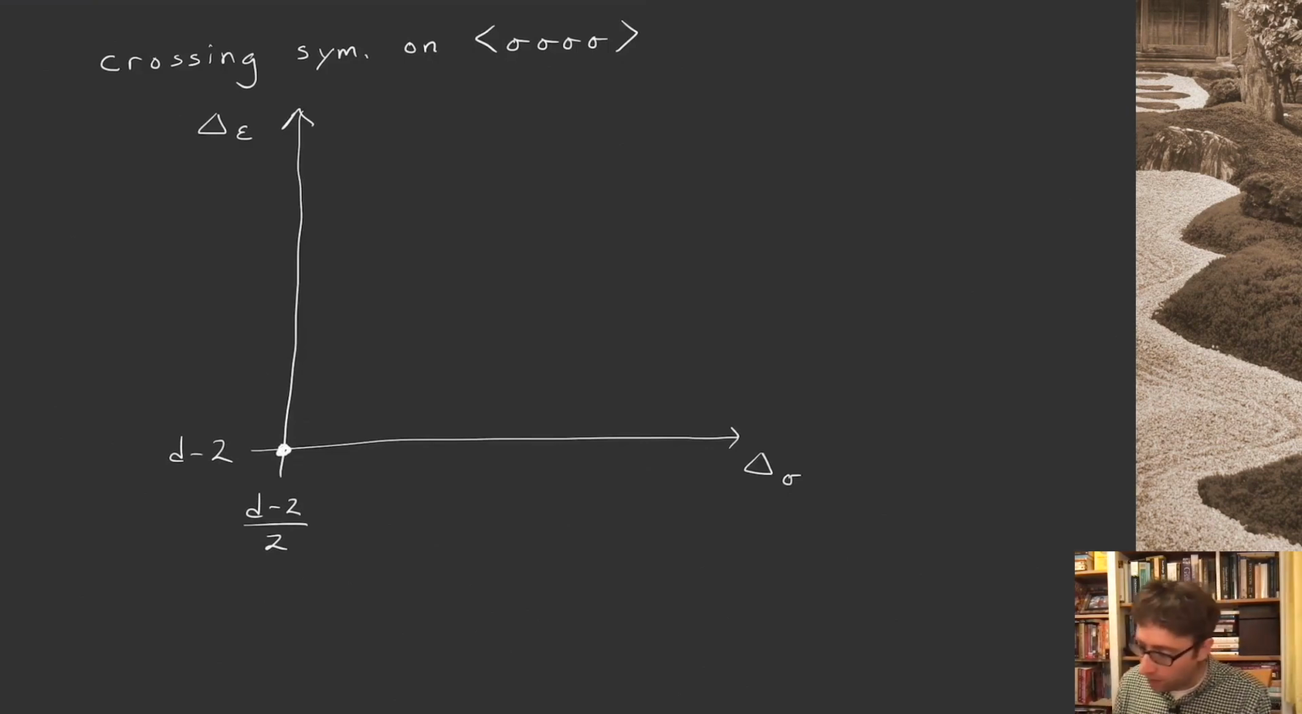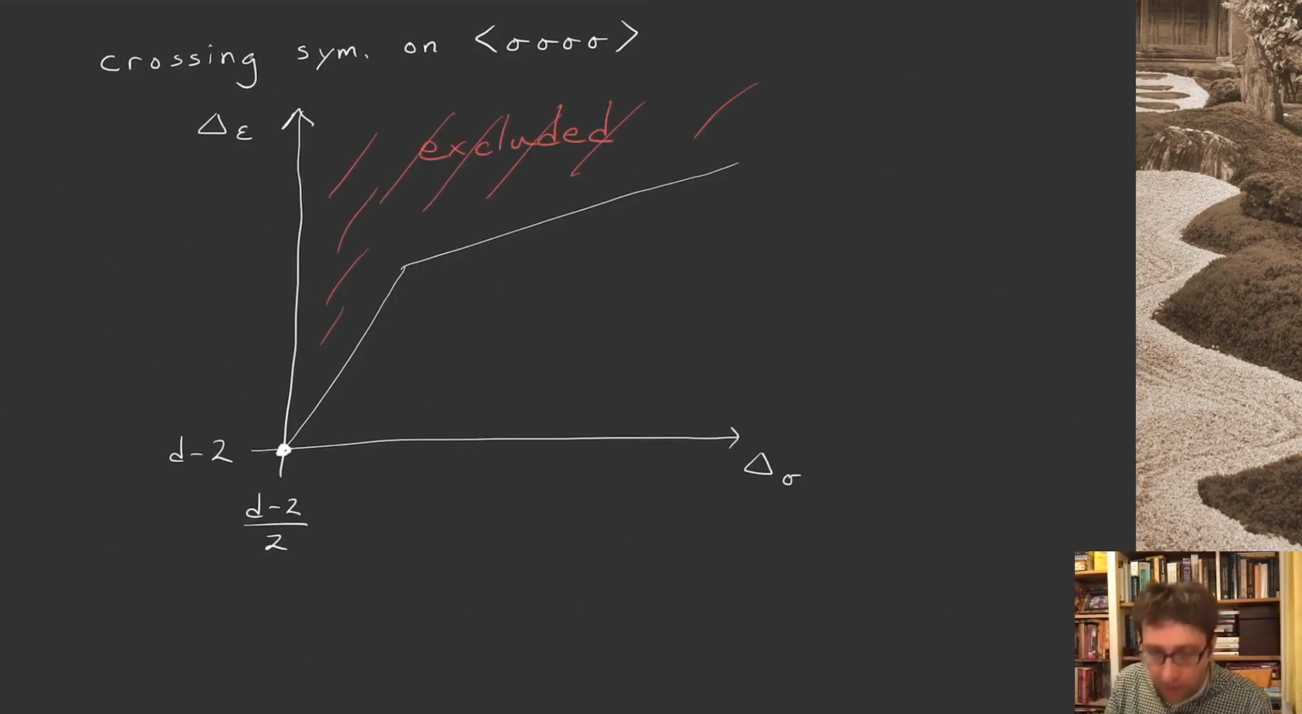That's the free theory. And what you find is an exclusion plot that looks a bit like this. And then it changes slope, goes off over there. And everything north of that line is excluded. You cannot have a CFT if the dimension of this epsilon operator is too large. You can have it if it's below this line. And you can have it also if it's on this origin point, because that's the free limit. And there's an interesting fact here: that little kink in the line is very close to the Ising model in both 2 and 3 dimensions.